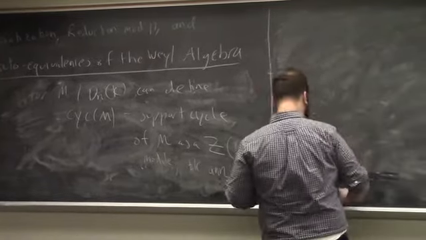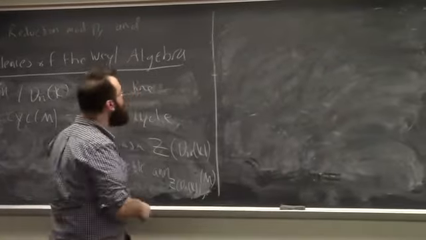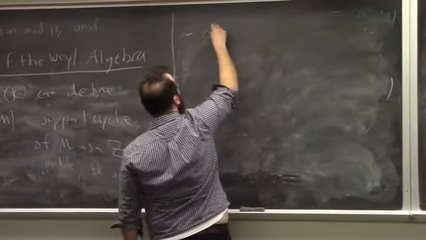So let's see this construction in action in characteristic p. So what are some examples?